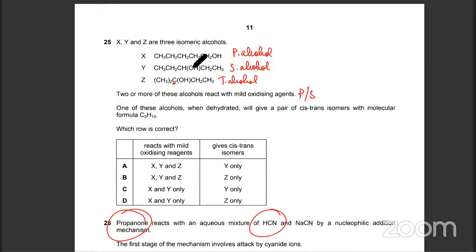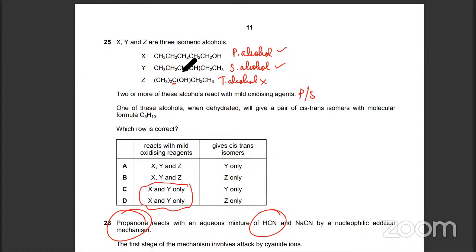Okay, so the first was 2 or more of these alcohols, so these two will react. This one will not. One of these alcohols, when dehydrated, will give a pair of cis-trans isomers with the molecular formula C5H10, which is correct. So react with mild oxidizing agents, that's going to be X and Y only, not the third one. And then between Y and Z, we have to see which one forms cis-trans.